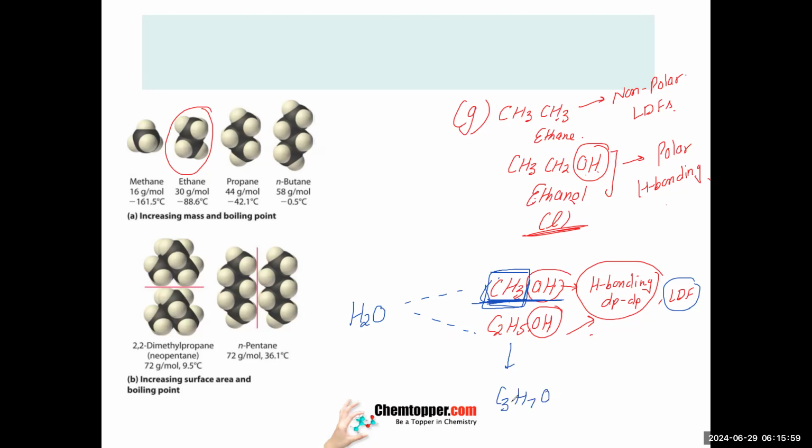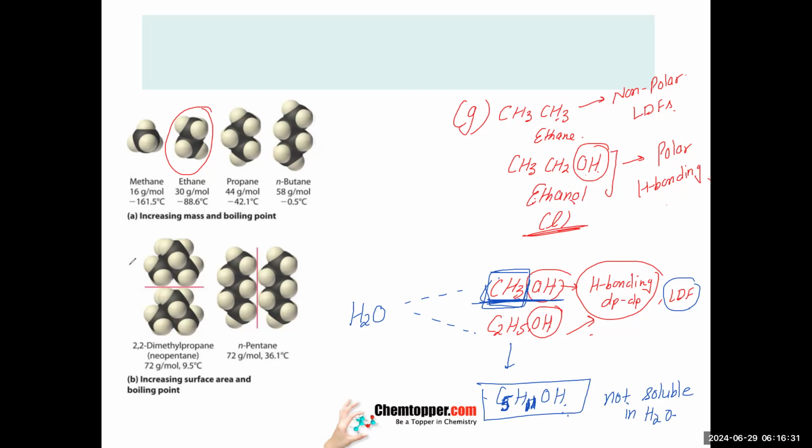If I give you C3H7OH, not C3, let's take C5. C3 is also soluble slightly. C5H11OH, this is not soluble in water. Now you can say, what happened to your like dissolves like rule here? Not soluble in water. What happened to my like dissolves like rule?